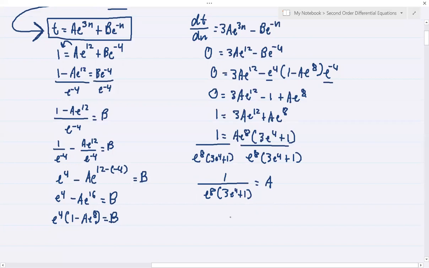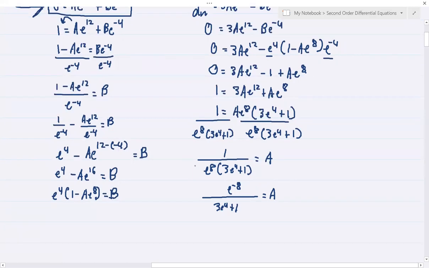And if you would like to, then you will have e raised to negative 8 all over 3e raised to 4 plus 1 is equal to your a. So that's it, if that's what you want, if you want to bring up your e raised to 8 on the numerator. Now, since we found your a, now let's find your b.